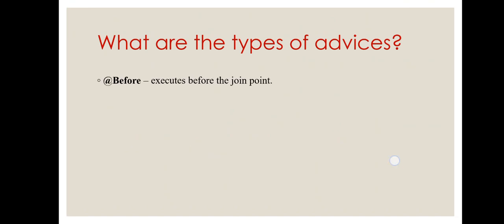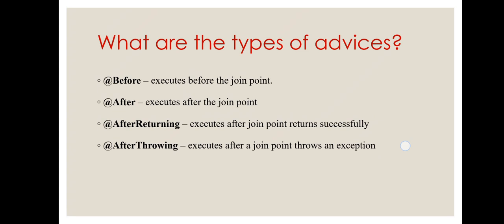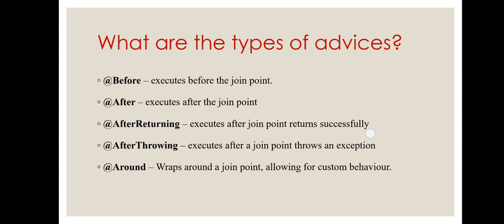@Before. This advice will execute before the join point. @After executes after the join point. @AfterReturning executes after the join point returns successfully. We have one more, @AfterThrowing. This will execute after the join point throws some exception. And then finally @Around. This is a powerful advice, so it will wrap around the join point, allowing for some custom behavior. We'll see more about these advices with examples in the upcoming slides.